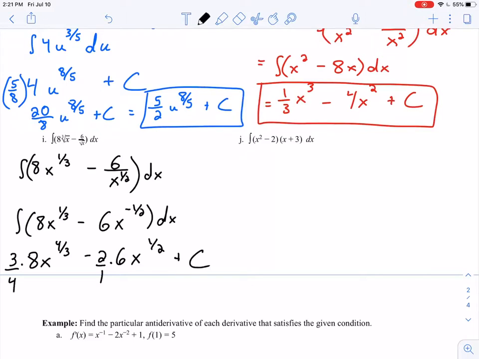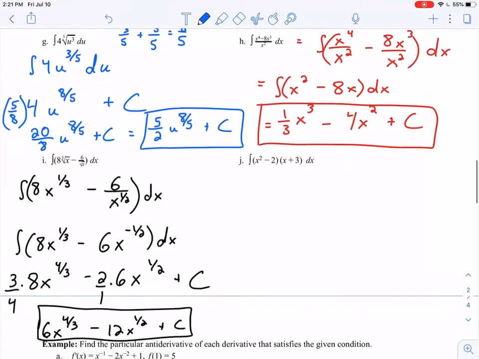And then we can simplify this. Let's see, I should have 3 times 8, that would be 24, divided by 4. That gives me 6x to the 4/3 minus 12x to the 1/2 plus c. There is my antiderivative.